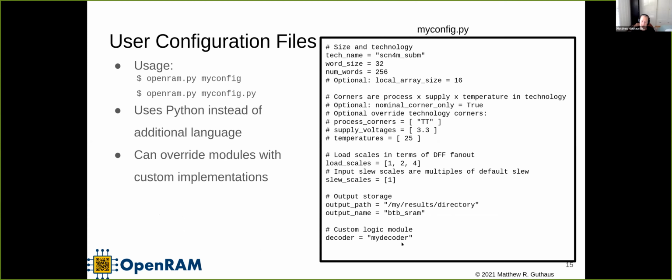And I should mention that you can override modules either at the user level, so per design, or you can do it per technology, like the bit cell. Like if you want to have a customized bit cell for a particular technology, that can be part of every memory as well. And so we allow both of those options. And we provide a number of examples with the design, including a number of memories that are common for RISC-V.